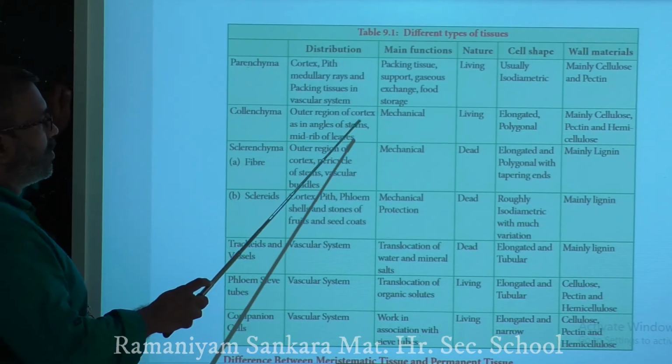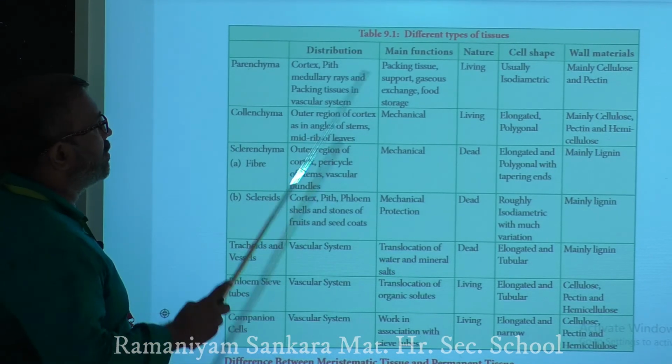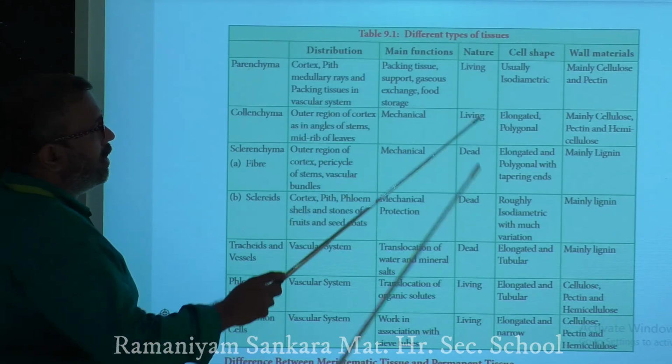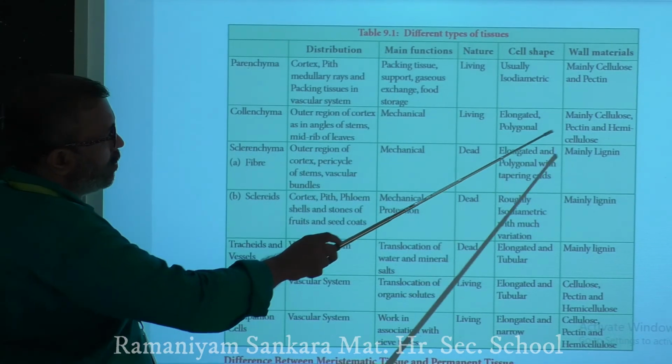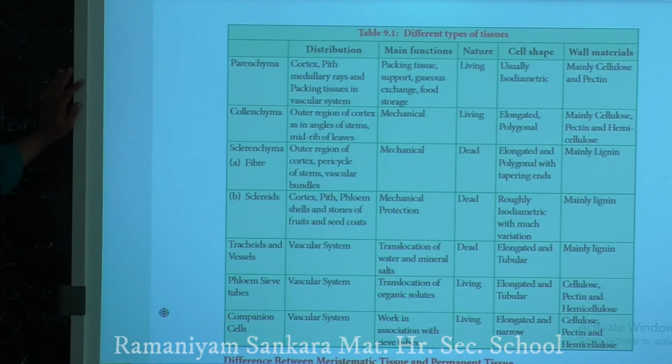Collenchyma is present in the outer regions of the cortex, angles of stems, and midrib of leaves. Its main function is mechanical support. It is made of living cells, elongated and polygonal, with mainly cellulose, pectin and hemicellulose in the cell wall.